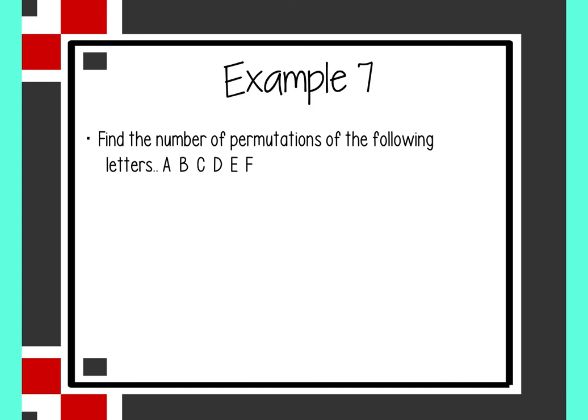Example 7 says find the number of permutations of the following letters, A, B, C, D, E, F. So what you don't want to do is try to figure out how many different ways you can arrange that. That's when it gets really confusing. So you count how many there are, which is 6. And this answer would be 6 factorial, or 720.